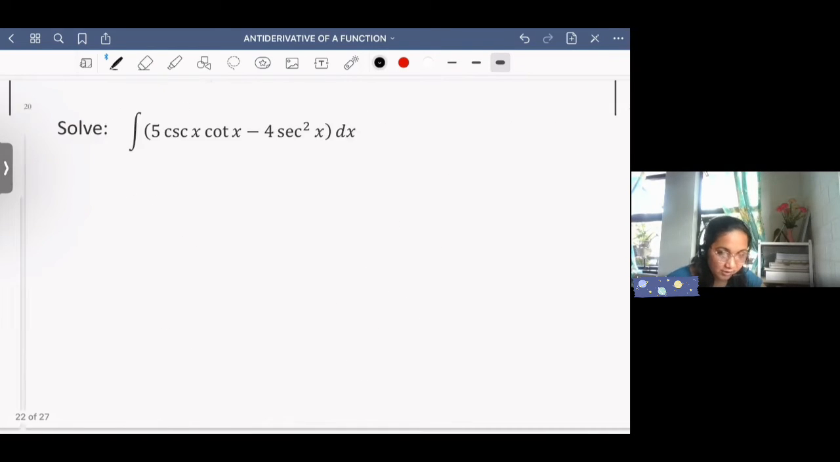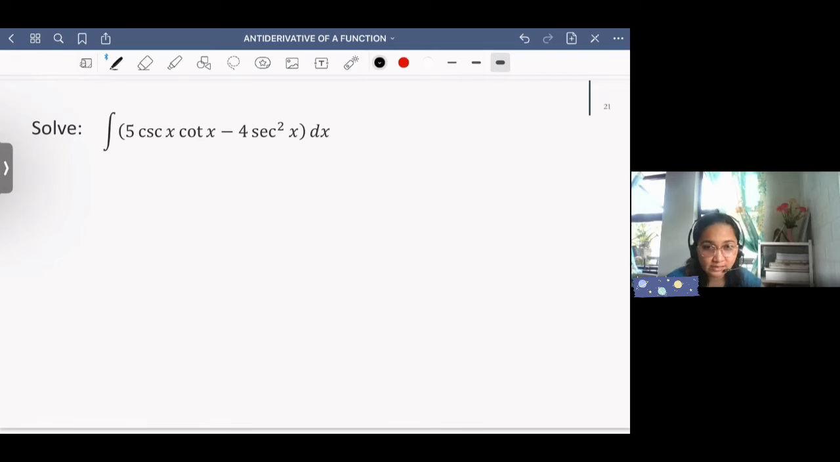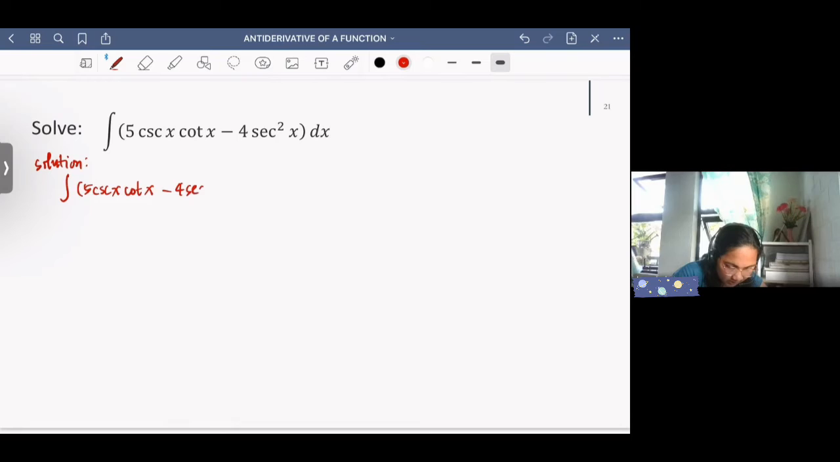Now, we go to our third example. You may pause from time to time and then try it on your own before you go to the video. Okay? So, for the third example, we have the integral of the quantity 5 cosecant x cotangent x minus 4 secant squared x dx. So, for our solution, okay, we have the integral of 5 cosecant x cotangent x minus 4 secant squared x dx.